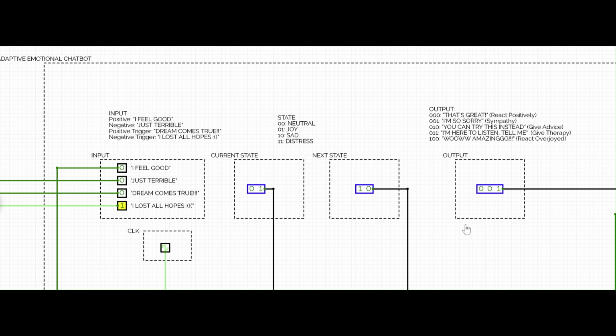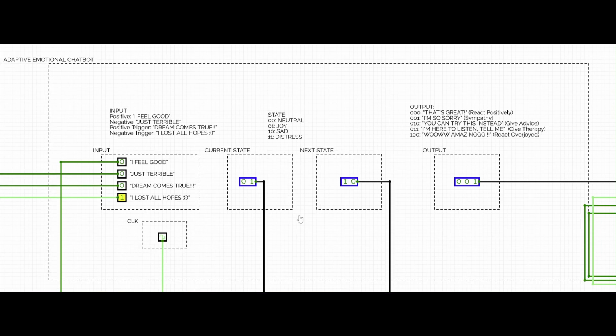This logic is quite true to the real scenario outside, because you are in the joy state, because you have received something that makes you happy, but then you receive something that extremely badly affects your mood, which is the negative trigger. Instead of going to the distress state, you will feel something less bad, which is the sad state, and the output here is just the sympathy one.